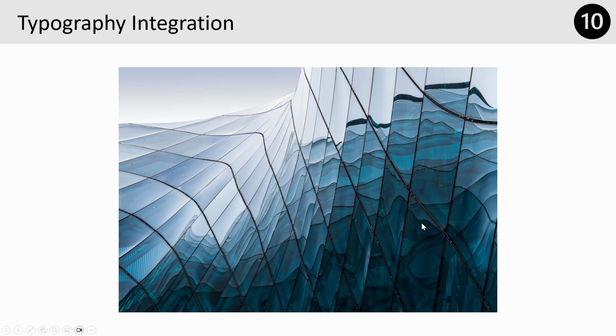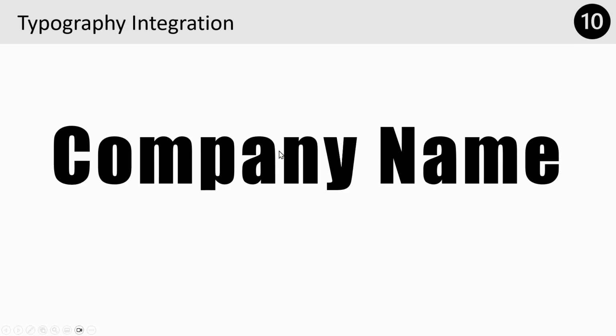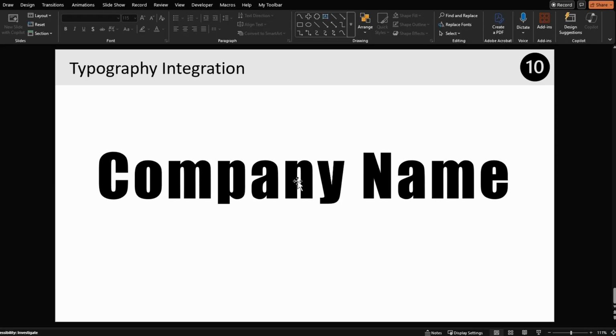Lastly, number 10, typography integration. So this is a simple one. You can crop the image into letter forms itself for a bold graphic effect. So I have this building image, and let's say this is our text. We can crop this image to these letters.